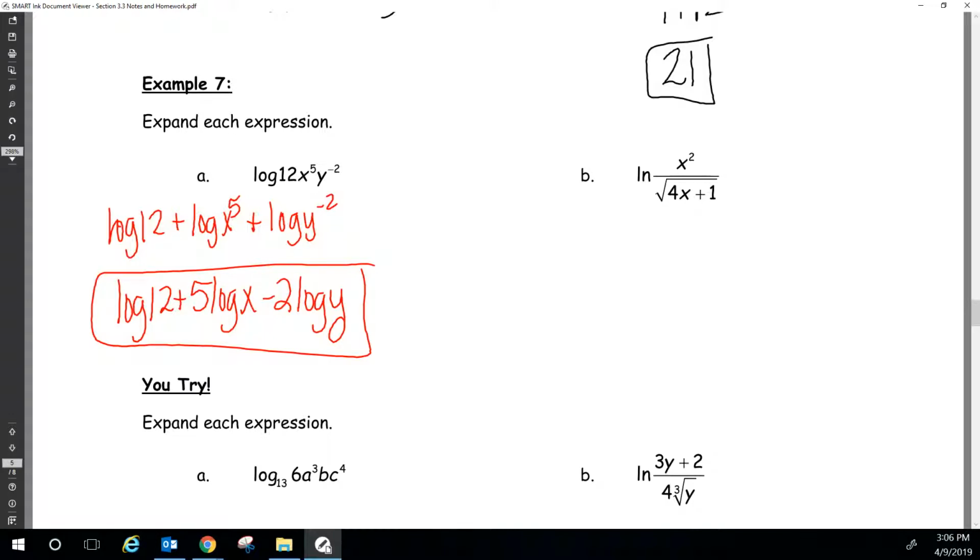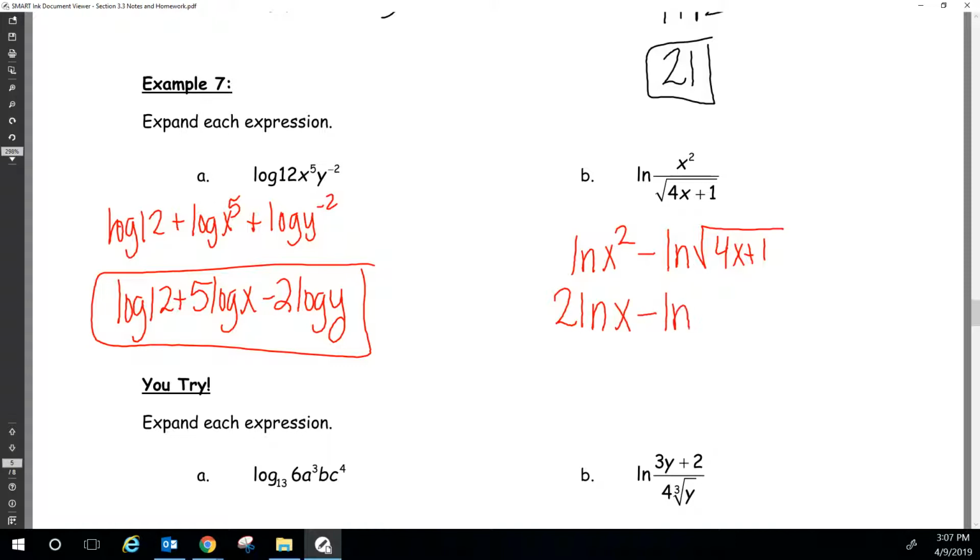All right, for b, my argument is being divided. So when I split it up, I'm going to subtract my log. So natural log of x squared minus the natural log of 4x plus 1. For this first natural log, I'm going to bring the 2 down and make it 2 natural log x.